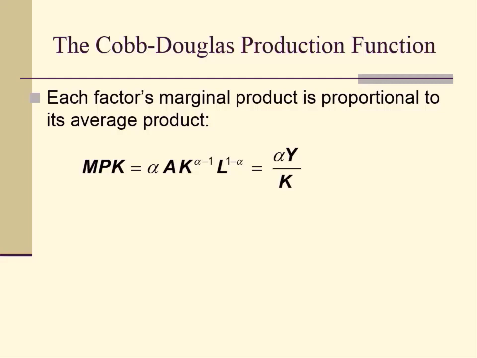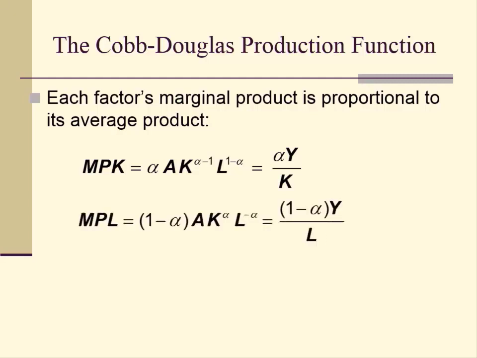Similarly, MPL, that is the partial derivative of Y with respect to L, should equal, using the Cobb-Douglas production function, 1 minus alpha times A times K to the alpha times L to the negative alpha, and that should equal 1 minus alpha times Y over L, and that's equal to 1 minus alpha times the average product of labor.